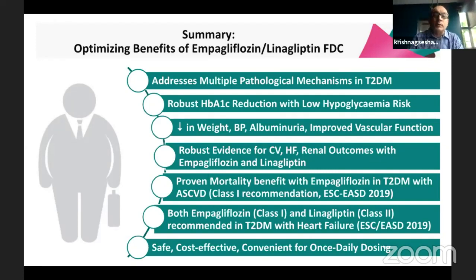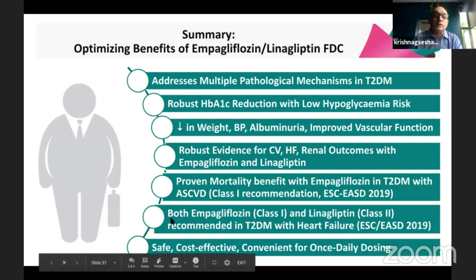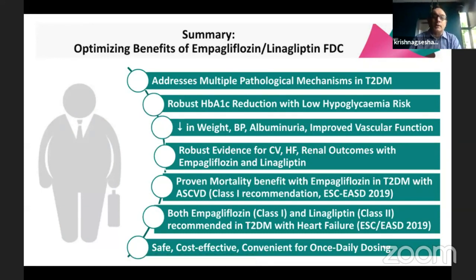Optimizing benefits of a fixed dose combination addresses multiple pathological mechanisms, produces robust A1C reduction, low hypoglycemia risk, decrease in weight, BP, albuminuria, improves vascular function. Improved vascular function is a question mark.